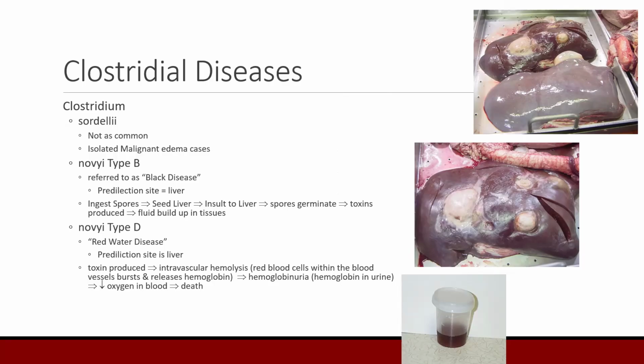And we have novyi type D. Okay, this is red water disease. Predilection site is again the liver. So toxins are produced, intravascular hemolysis. Okay, so that causes red blood cells to burst and release hemoglobin. Then that causes hemoglobinuria, which is hemoglobin in the urine. So bloody urine. Okay. Because it inhibits hemoglobin, we have decreased oxygen that's able to be transported throughout the body, and it will ultimately lead to death.